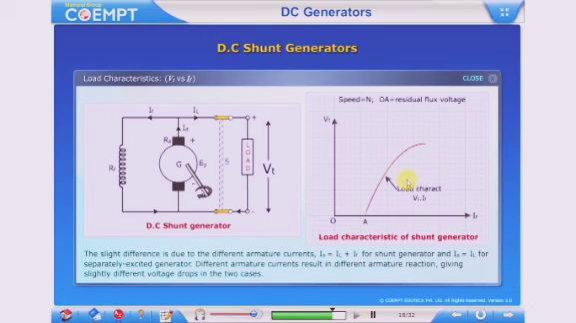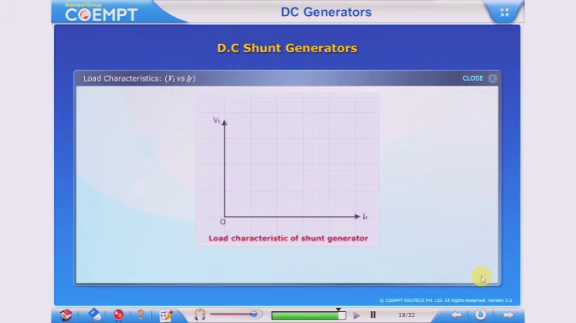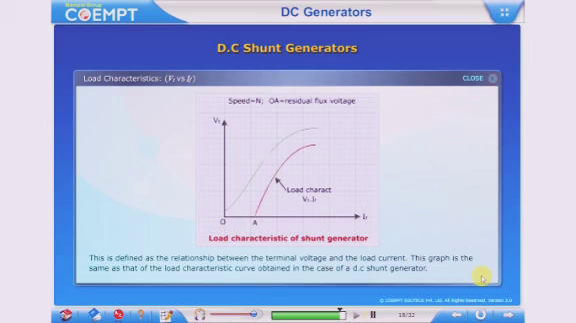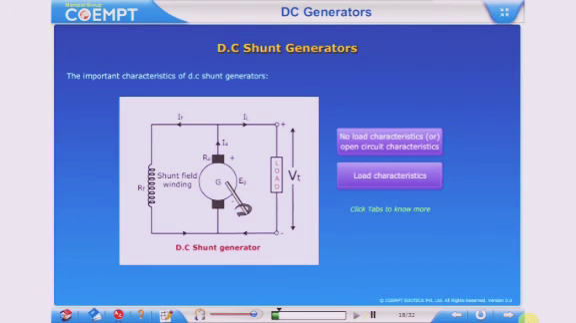Series generators. The important characteristics of series generators are given below. Click on each tab to know more. No-load characteristics or open circuit characteristics. We know in series generators, field winding, armature winding and load resistance are connected in series. Here, IL is equal to IF, which is equal to IA. As all the windings are connected in series, the no-load magnetization curve can only be obtained by separately exciting its field winding from a low-voltage source as shown in the figure, and IA is equal to 0.